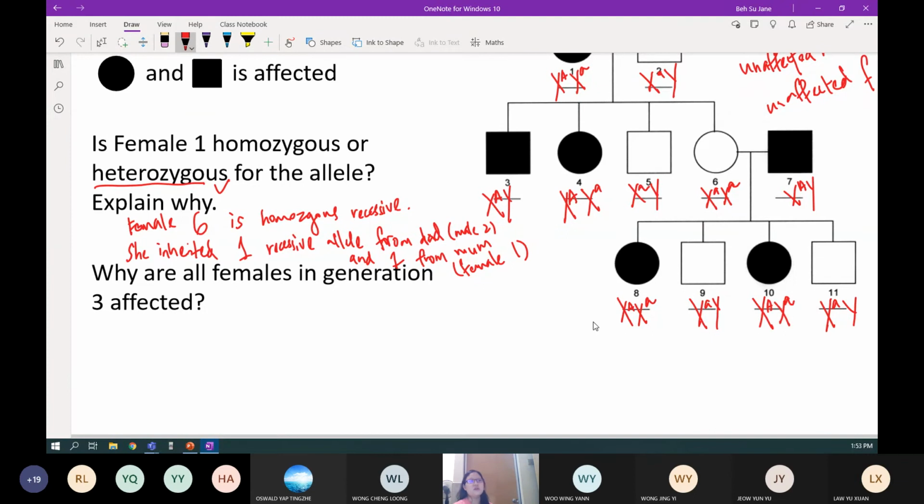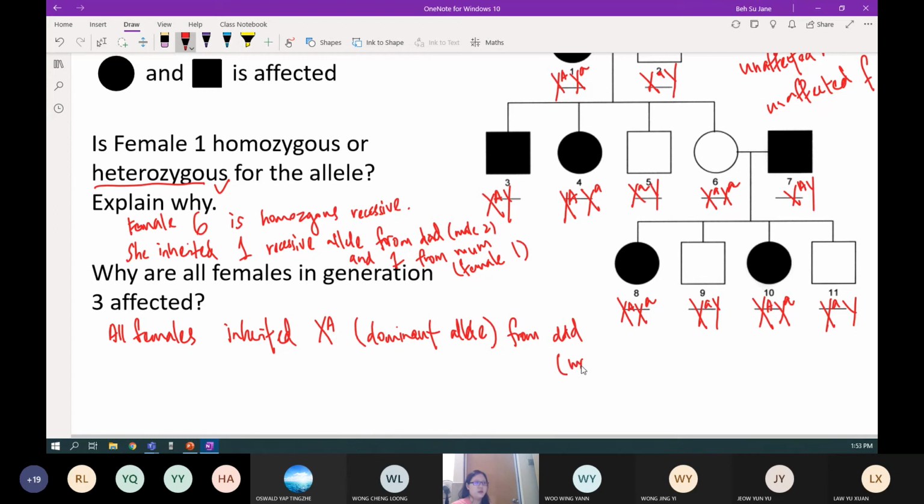So why are all females in generation 3 affected? This is generation 3, it's generation 1, generation 2, generation 3, right? Because all females inherited XA, big A, which is the dominant allele, from the father, from dad, which is individual 7, male 7. Or you can just call it 7 actually.